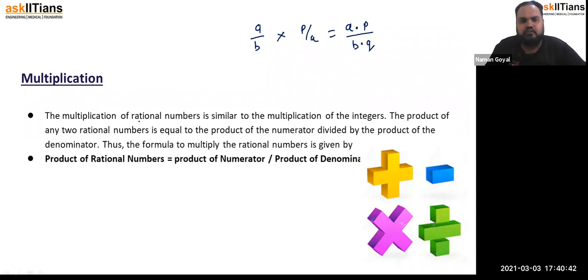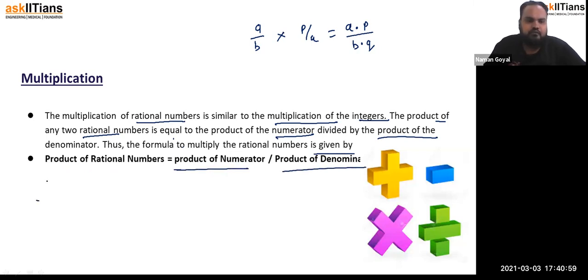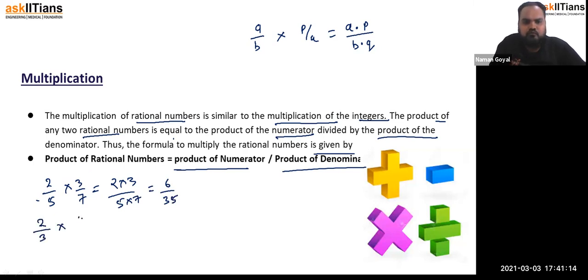The multiplication of rational numbers is similar to the multiplication of integers. The product of any two rational numbers is equal to the product of the numerators divided by the product of the denominators. Thus the formula to multiply rational numbers is the product of numerators upon the product of denominators. So if we have 2 by 5 multiplied by 3 by 7, it is 2 into 3 upon 5 into 7, right? So it will be 6 upon 35. Got it? Now 2 by 3 into 4 by 9, or 9 by 4.